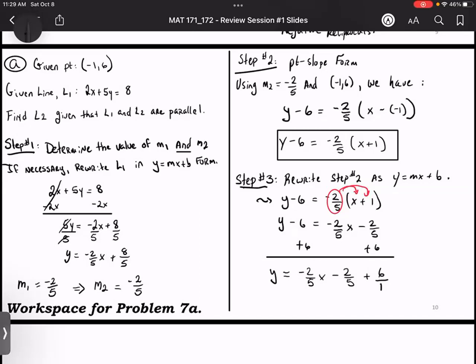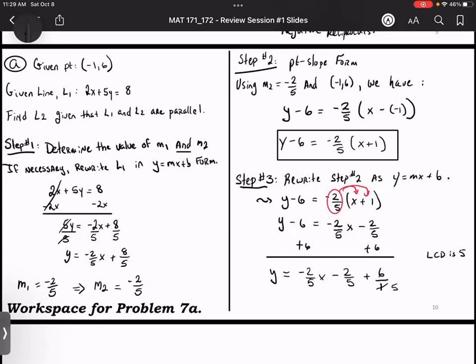LCD is 5, right? So I'm just going to write that on the side here. LCD is 5. So we already have the -2/5 having a denominator of 5, so there's no rewrite there. If I change the denominator of 6/1 to a 5, then just remember I have to also change the top. So what number times 1 gives me 5?